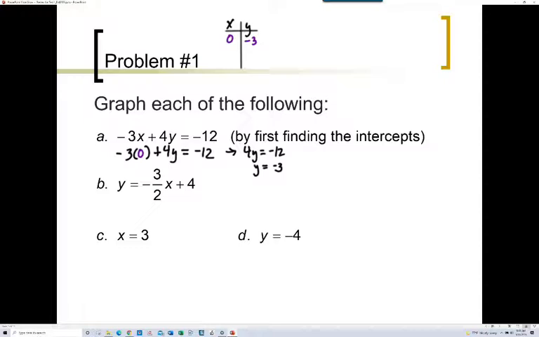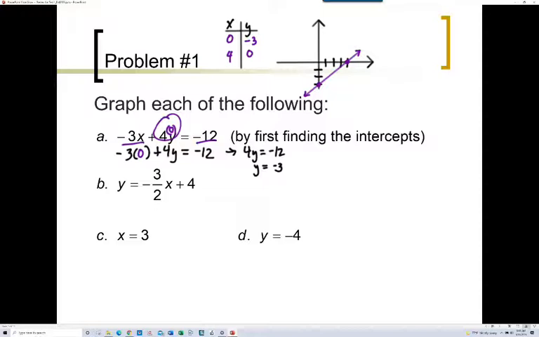All right, let's look at B. Or I'm sorry, let's find our x-intercept. So this time we're letting y be 0. Now similarly, you can plug 0 in for y, and if you put a 0 in for y here, let me change colors. So a 0 in for y here, this part zeroes out, and you're left with negative 3x equals negative 12, which means x is 4. And so that is your x-intercept. We can plot those on the xy axis and draw the line, and we're done.